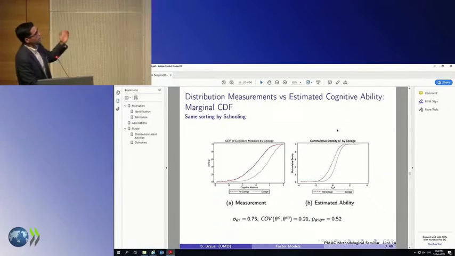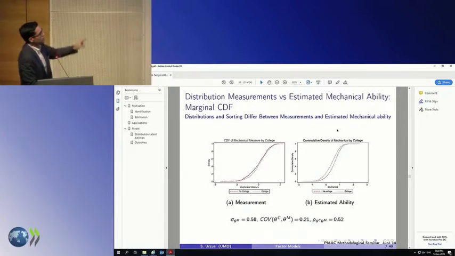So this is cognitive ability. Let me go into mechanical because that's the one I want to show you. What you observe here is the CDF of your chances of going to college as a function of the observed mechanical ability. This is the test score. As you see, those who go to college are a little bit to the right compared to those not going to college. That's with the test score. But once you do the ability measure, you see that the impact is the other way around.